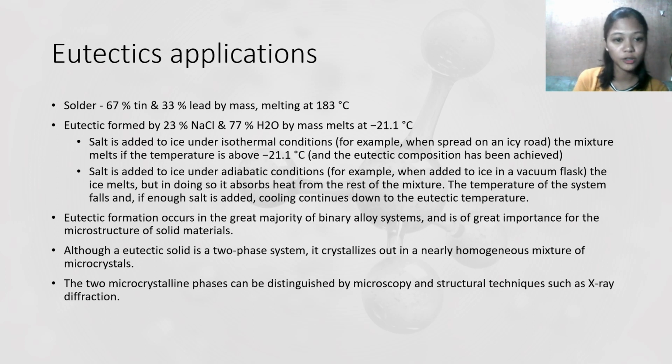Eutectic formation occurs in great majority of binary alloy systems and is of great importance for the microstructure of solid materials. Although a eutectic solid is a two-phase system, it crystallizes out in a nearly homogeneous mixture of microcrystals. The two microcrystalline phases can be distinguished by microscopy and structural techniques such as X-ray diffraction.